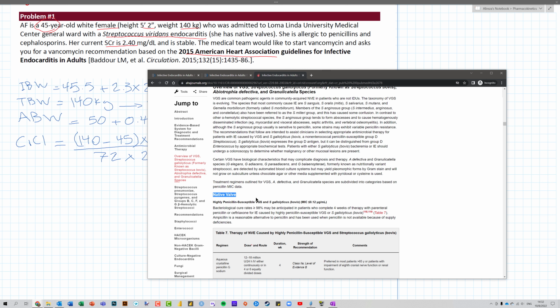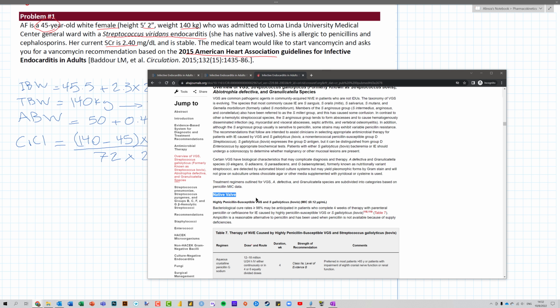So that's it for problem number 1. Let's go to problem number 2. So problem number 2 is: DG is a 66-year-old female with an MRSA sternal osteomyelitis secondary to coronary artery bypass graft or CABG surgery. Her current serum creatinine is 1.4 and it is stable. The medical team asks you to recommend a PK/PD optimized vancomycin regimen using population pharmacokinetics. Now, this hospital targets a serum vancomycin trough of 10 to 15 for non-severe infection and trough of 15 to 20 for severe infection.